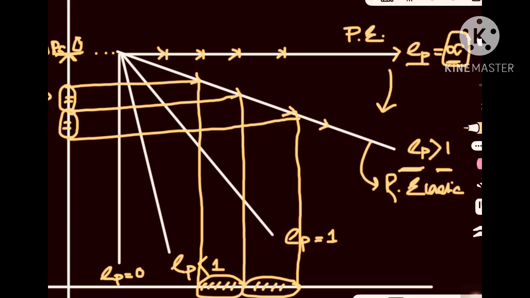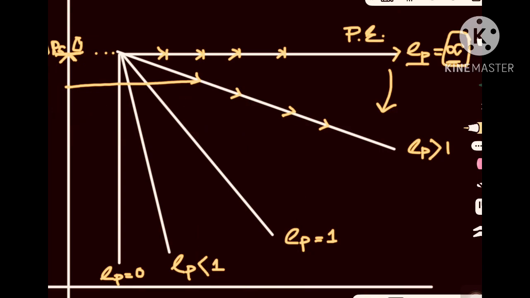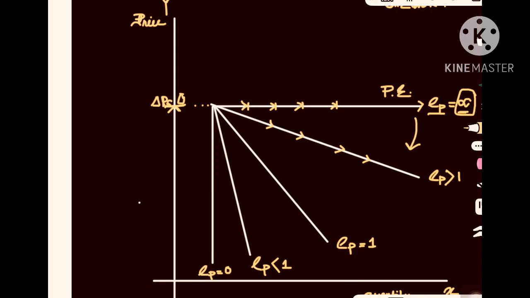Okay, this term is called relatively elastic. Hope everybody understands. This is what is called relatively elastic. So guys, the first two points, perfectly elastic and relatively elastic, are clear, completely clear.